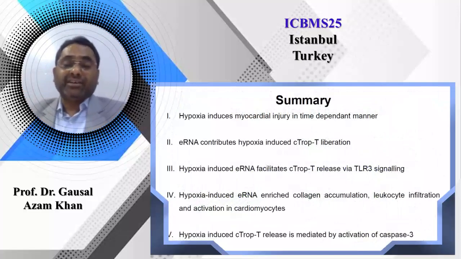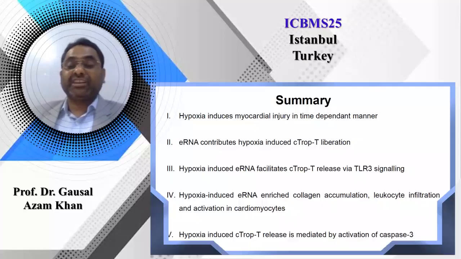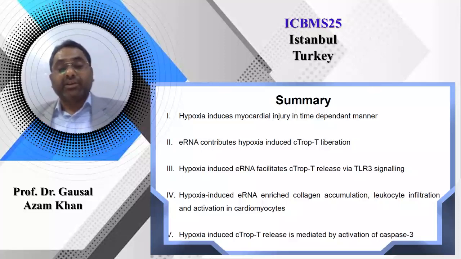So altogether, it suggests that hypoxia induces myocardial injury in a time-dependent manner, and eRNA is the main contributor to hypoxia-induced troponin release rather than HMGB1 and eDNA. Hypoxia-induced eRNA also facilitates troponin release through the TLR3 signaling mechanism. eRNA also induces the accumulation of leukocyte infiltration and activation of cardiomyocytes. Hypoxia-induced troponin T release is also mediated through the caspase-3 mechanism.